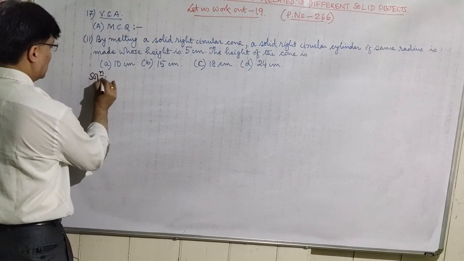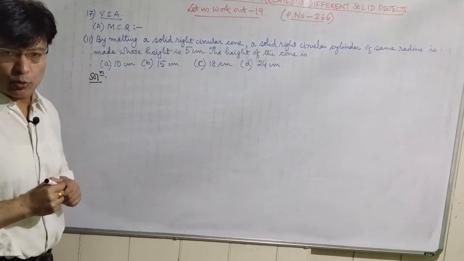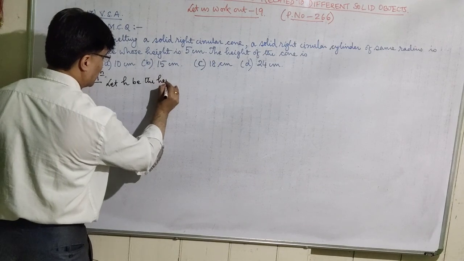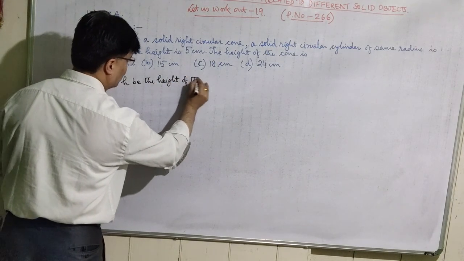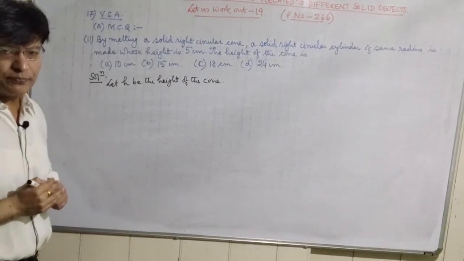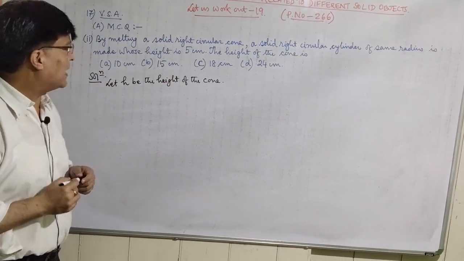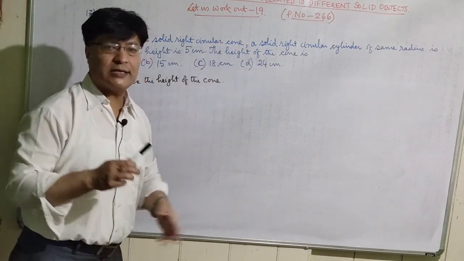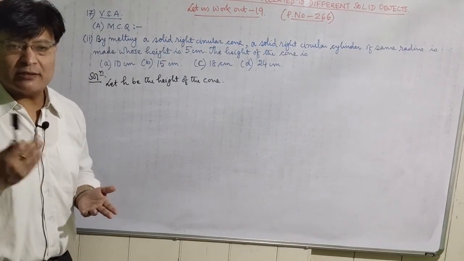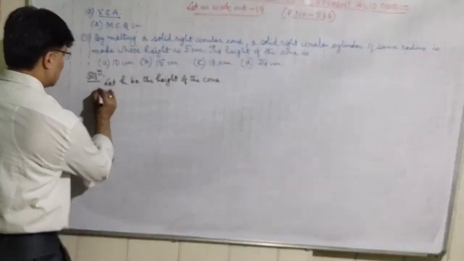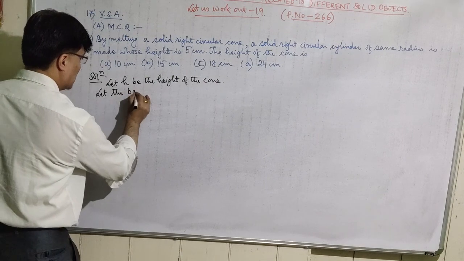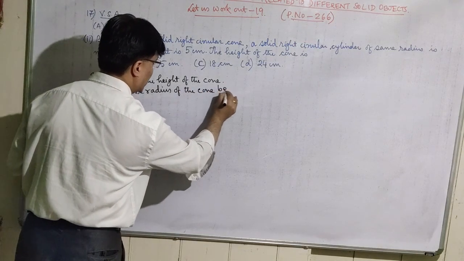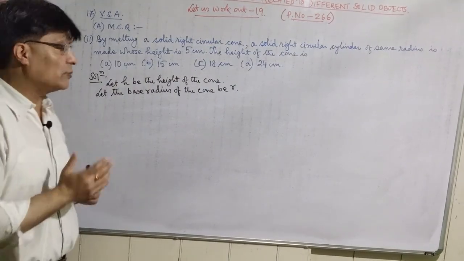So this is the solution. In this case, you have to find the height of the cone. Let h be the height of the cone. In the question it is given that the radius of both the cone and the cylinder is the same, that is, the radius of the base of the cylinder is equal to the radius of the base of the cone. So let the base radius of the cone be r.